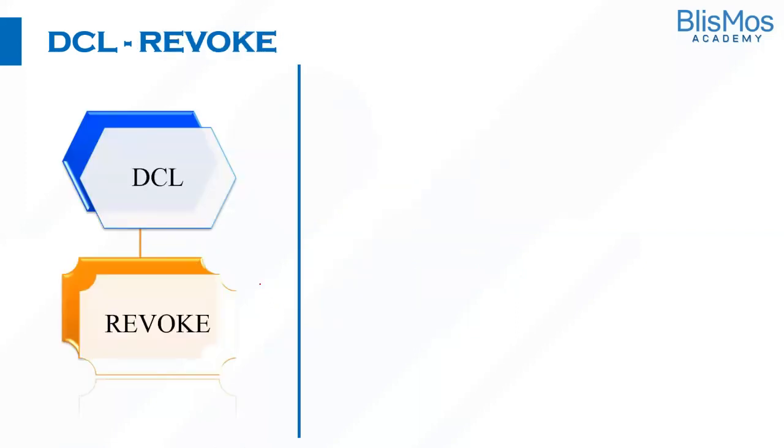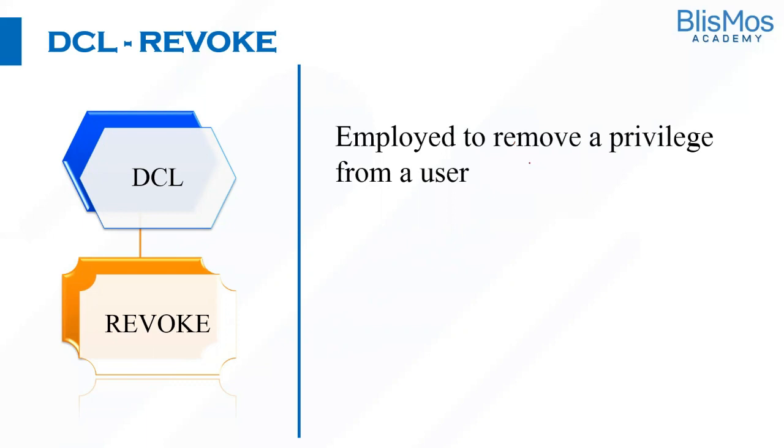Sometimes you would have granted privileges to a particular user. He or she may change the team. He or she may change the organization itself. In that case, we may have to revoke. Revoke means whatever permissions you already granted for a particular user, you are revoking them. You are removing those particular privileges from that user. So it is employed to remove a privilege from a user. A privilege can again be to select, to create, or any task on a table or on a database.